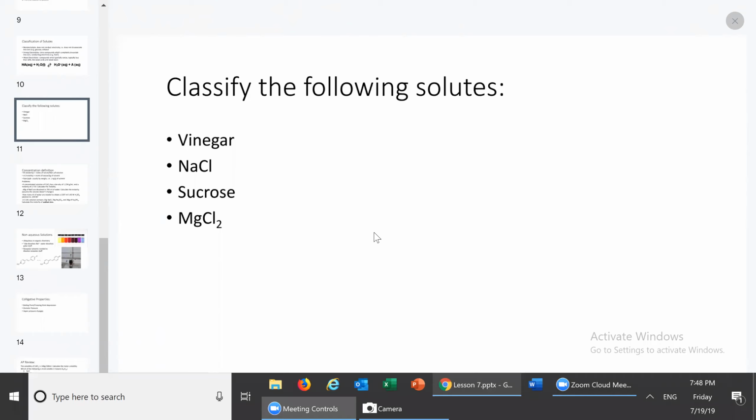Vinegar is a weak acid, right? Vinegar is not a strong acid, otherwise we would not drink it as food. So that means it's a weak electrolyte because it will only partially ionize, okay? Now, NaCl, when you dissolve NaCl in water, it totally becomes ions, right? So what do you think NaCl is? Is it a non-electrolyte, a strong electrolyte, or a weak electrolyte? Strong, right? Great. And sucrose does not split into ions at all. Sucrose is not an ionic compound. It doesn't even have ions in it. So what does that mean?